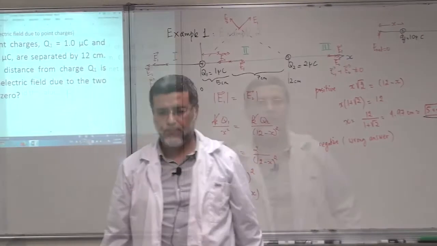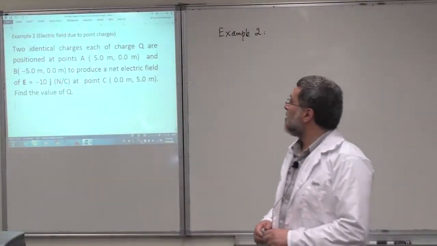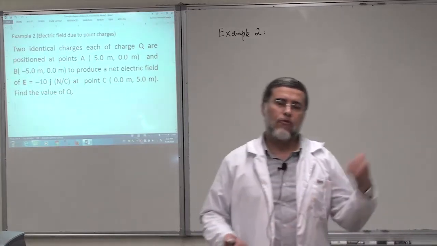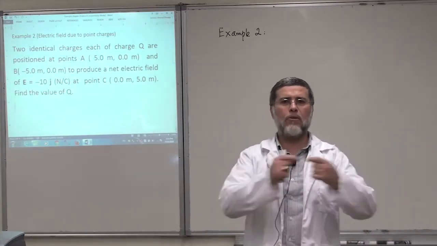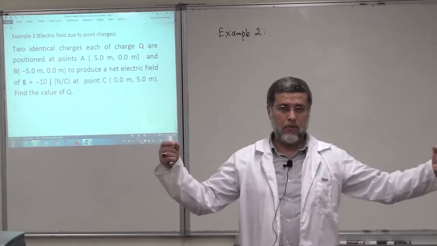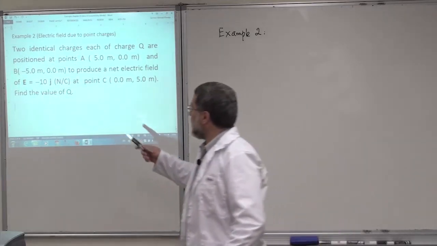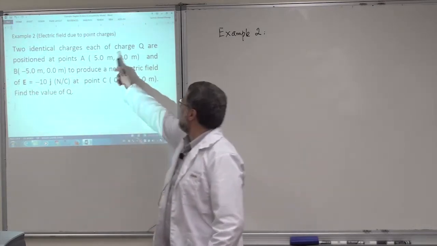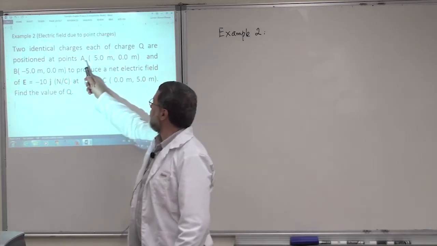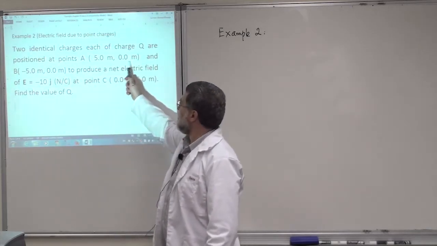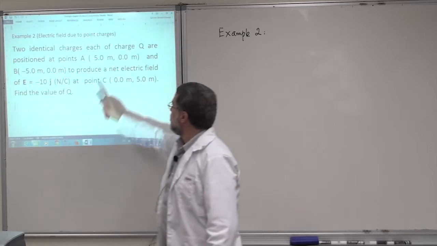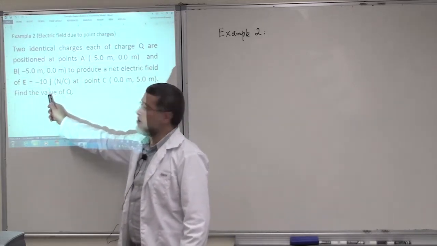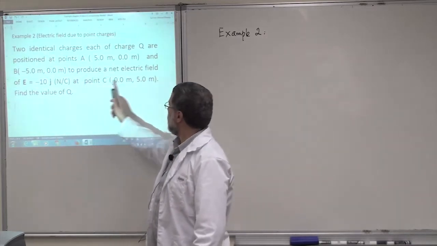All right, thank you. Okay, let's look now at example number 2 related to electric field due to point charges. Of course, the first example was a one-dimensional problem, so we were working in one dimension along the x-axis. Now we go to a two-dimensional problem here. It says two identical charges, each of charge Q, are positioned at point A, which is (5, 0), and point B, which is (-5, 0), to produce a net electric field equal to -10j unit vector at point C, which is at (0, 5).